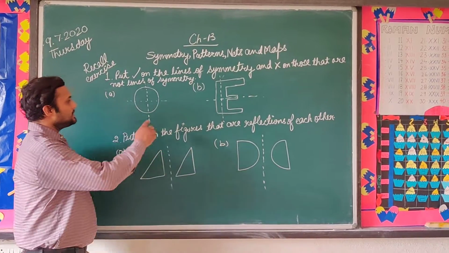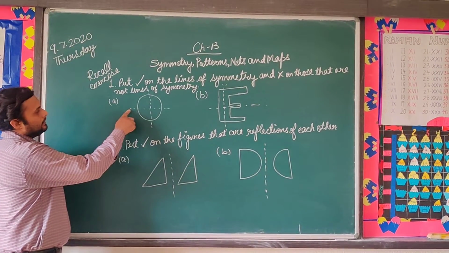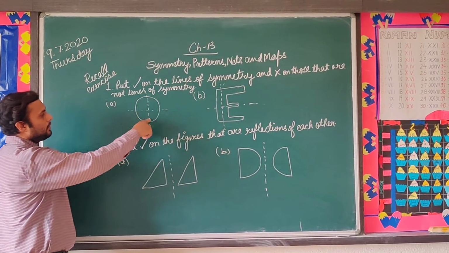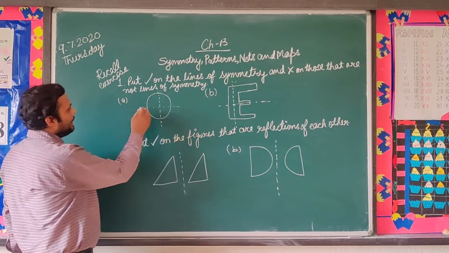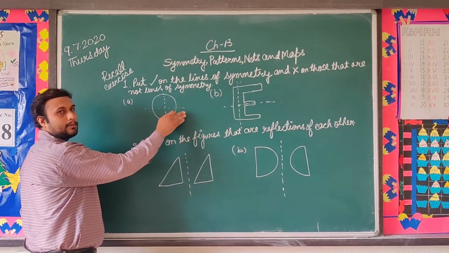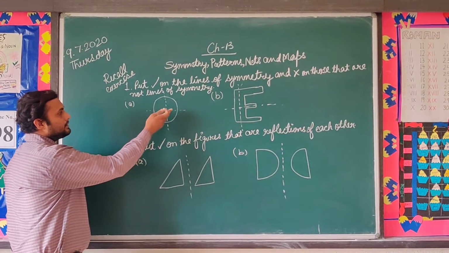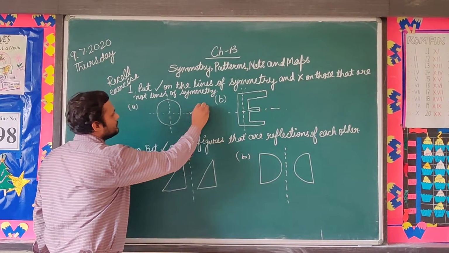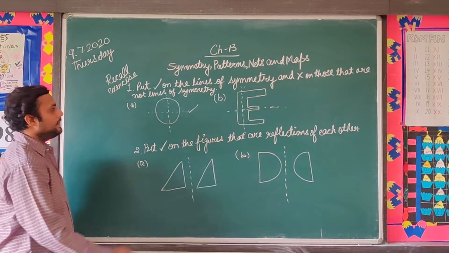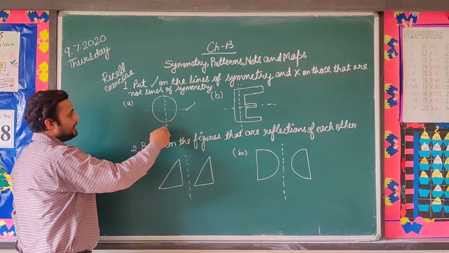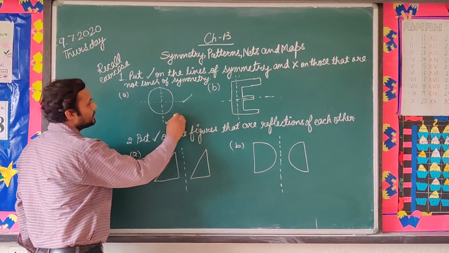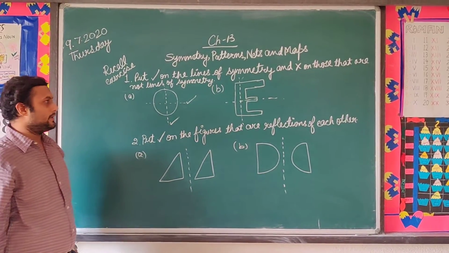So in this question, put tick on the lines of symmetry and cross on those that are not lines of symmetry. This is the circle. This is your horizontal line of symmetry and this is your vertical line of symmetry. The horizontal line cuts the circle into two equal parts, so it is a line of symmetry. The vertical line also cuts the circle into two equal parts, so this is also a line of symmetry.